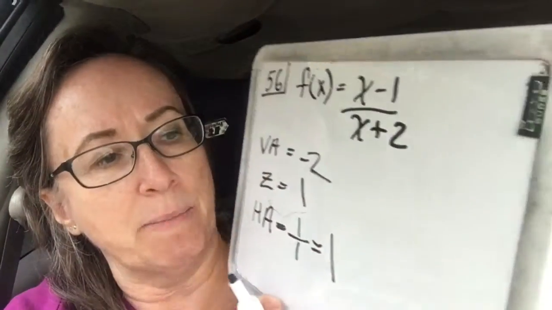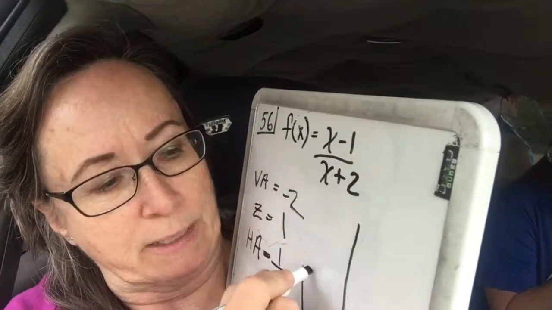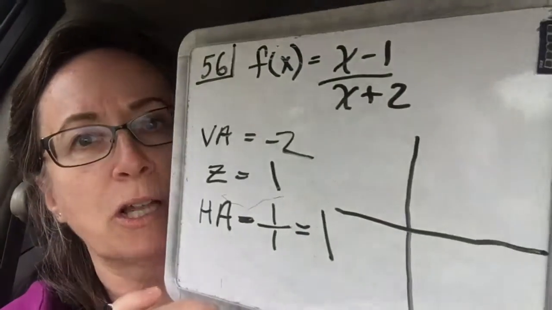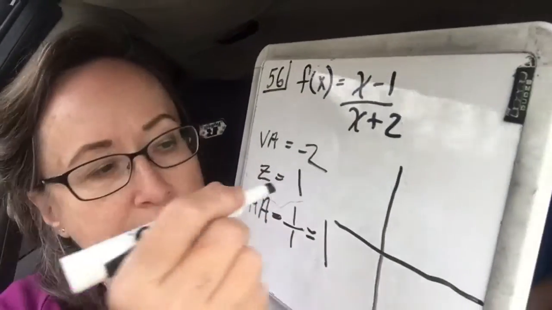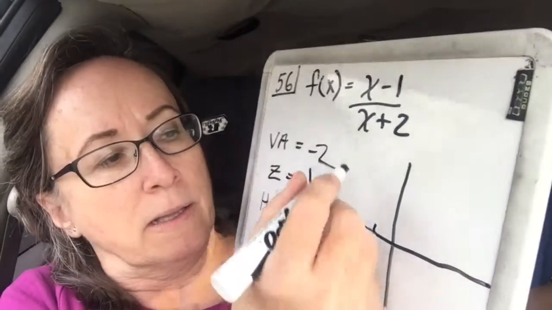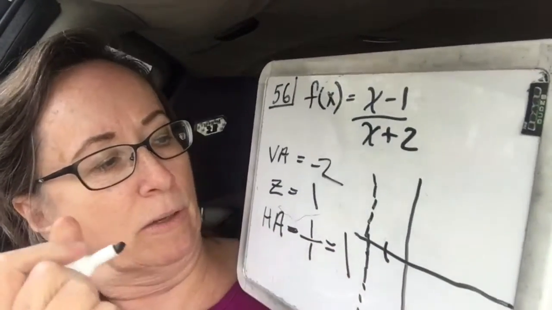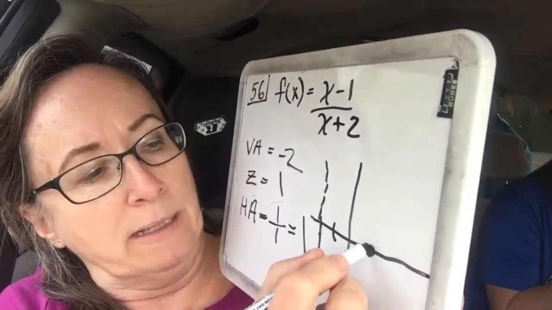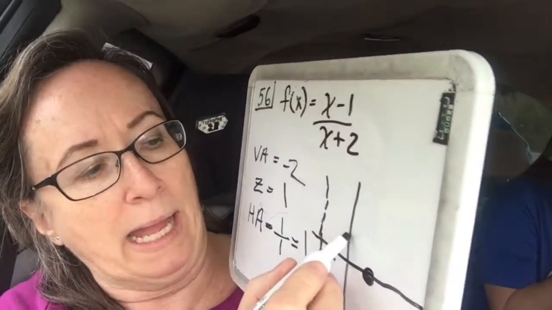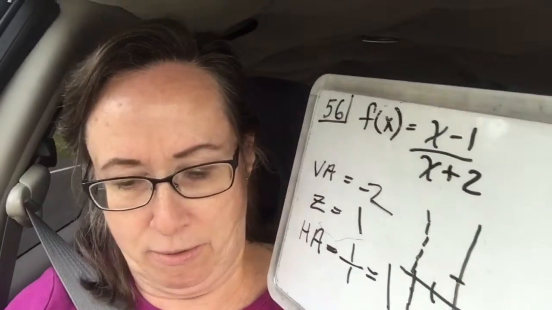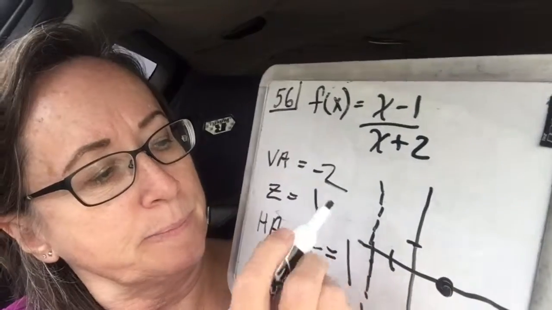Okay, so that means that when we start to graph this thing, I can draw something similar, close to a straight grid. Vertical asymptote at -2, so we'll put our little dashed line here at -2. Our 0 is at 1. Our horizontal asymptote is at y is 1. So it's going to be like this.